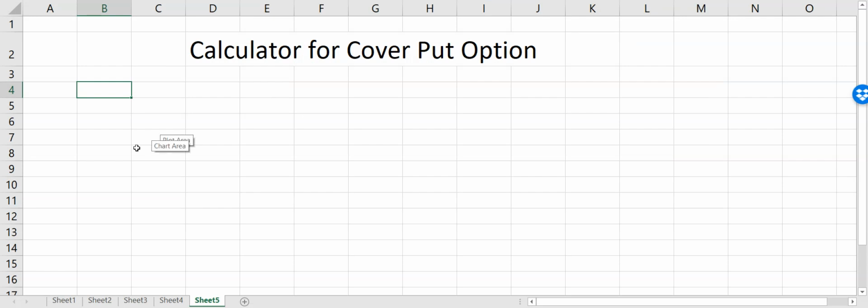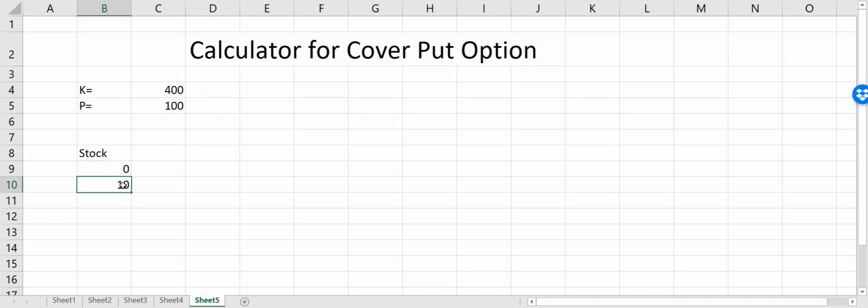In this video, we'll make the calculator for a covered put option. So first, let's define the put option. We need a strike price, and the strike price could be equal to 400, and the premium for that put option could be $100. And now we have to define the stock price, and the stock price could start from 0, and then we can have an increment of 10.